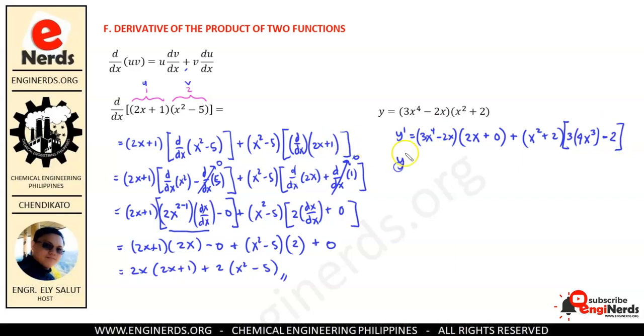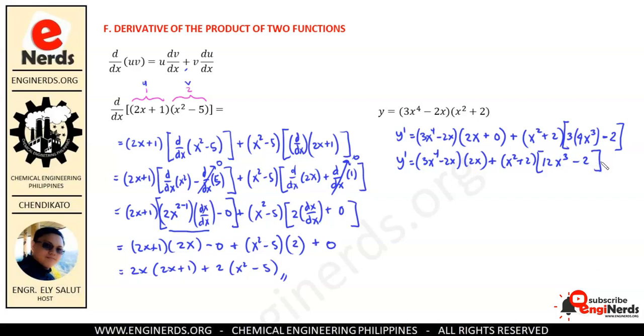So our y prime is equal to 3x to the 4th minus 2x times 2x plus x squared plus 2, okay, times 3 times 4 is equal to 12, x cubed minus 2.